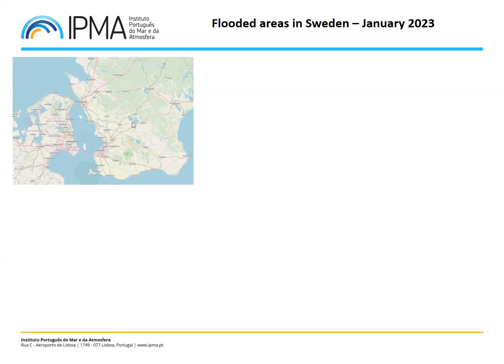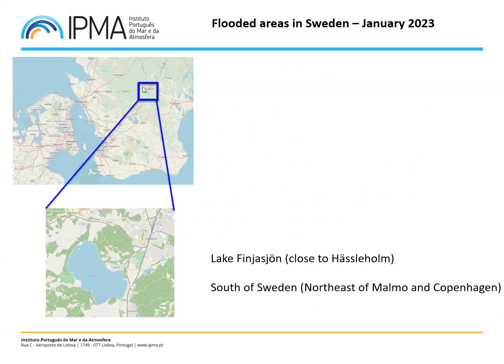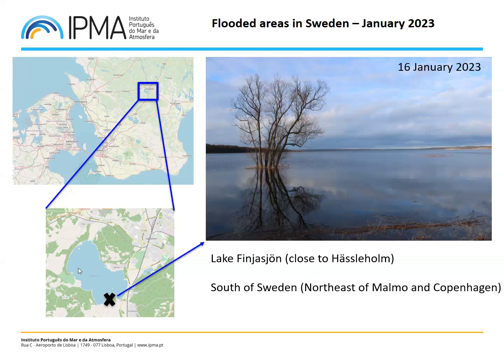I will in fact look a little bit closer at these lakes here, and one of them is here. I will not try the name, well, I can try, but I will not get it right. Finjasjön, something like this. It's close to Hässleholm, and it's northeast of Malmo and Copenhagen. There is a lake there, and in fact, there was this picture taken on the 16th, and well, I took it.